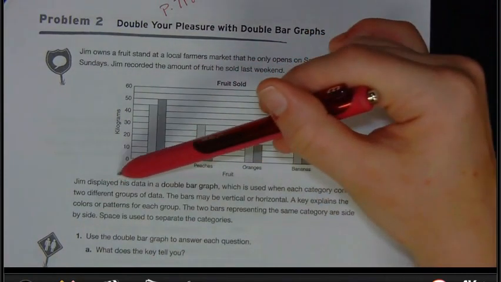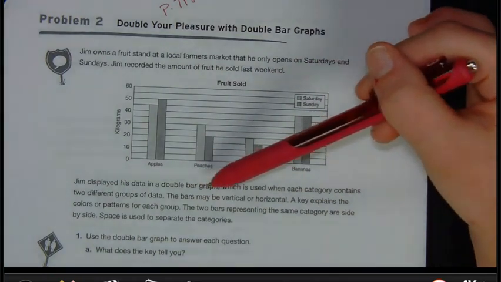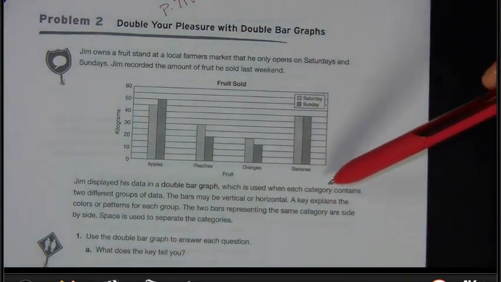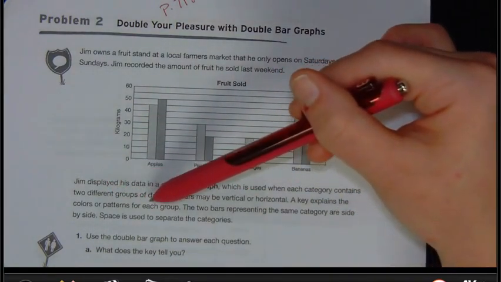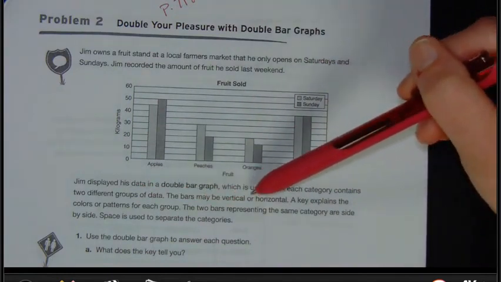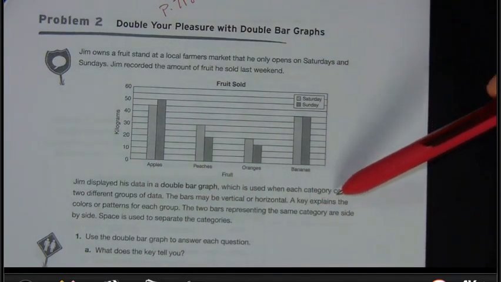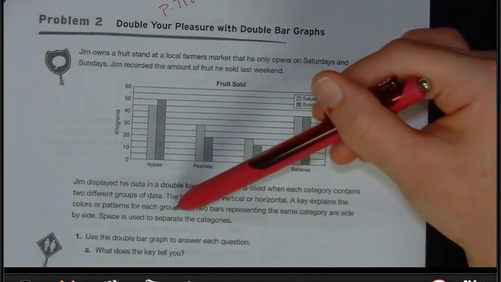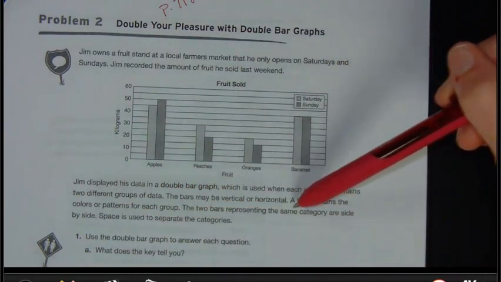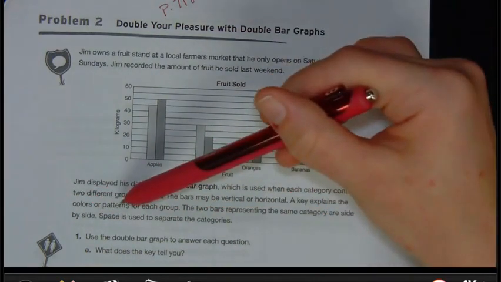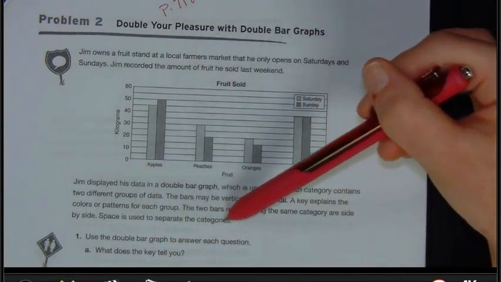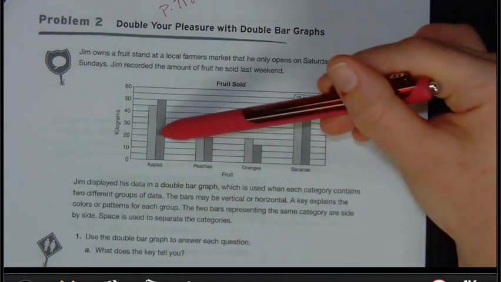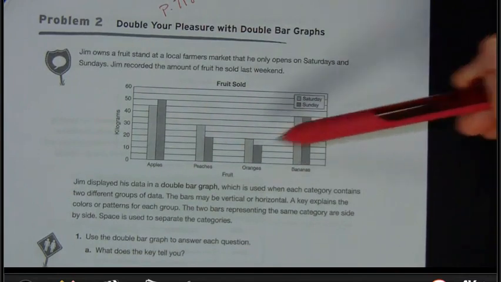Okay, so Jim displays his data in a double bar graph, which is represented when each category contains 2 different groups of data. The bars may be vertical or horizontal. A key explains the colors and patterns for each group. The two bars representing the same category are side by side. Space is used to separate the categories. So apples are here, peaches, oranges, and bananas.